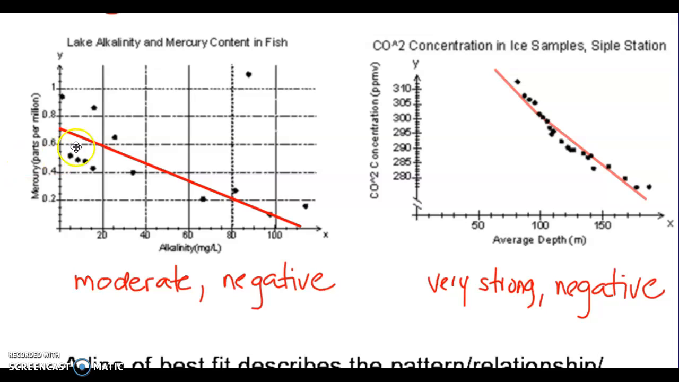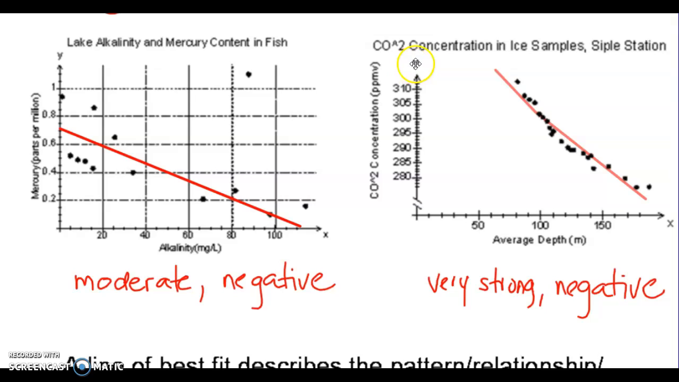Next example, the lake alkalinity and the mercury content in fish. So if I'm looking at the points that are plotted, if I see how they're moving, well, they're kind of moving in this downward fashion. Okay, they're not very close to forming a straight line, but they do move in a downward fashion, with the exception of this one outlier. Remember that word from yesterday's lesson. So if I were to describe the correlation, I would say it's weak, or moderate is a good word to use. And I would definitely say it's negative because the line again falls to the right.